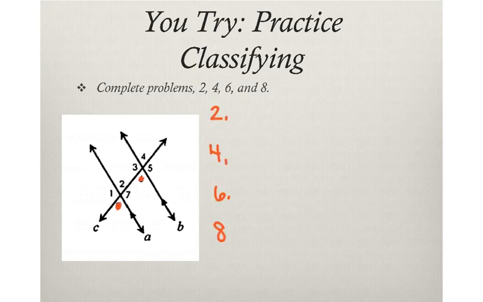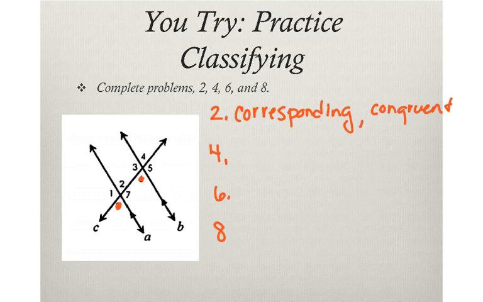So for number 2, you'll notice I just highlighted them, angle 6 and 8, they're in the same position, so they're corresponding. And corresponding angles are congruent. All right, for number 4 now, you had angle 3 and angle 7. They're on the insides, and they're on opposite sides. They're alternate interior, and they are also congruent.